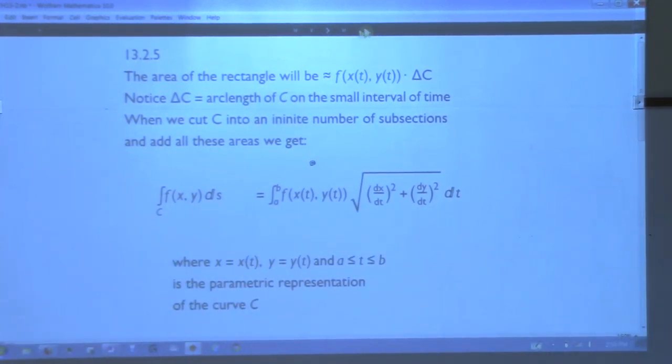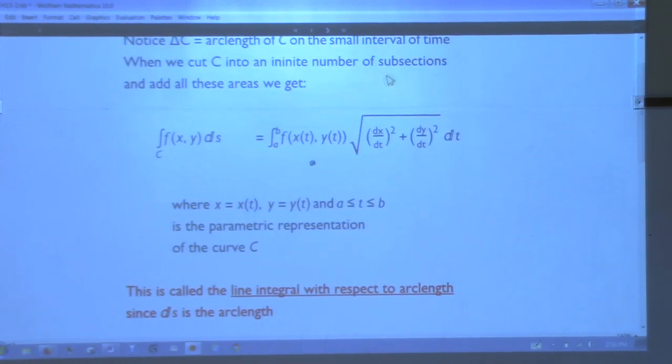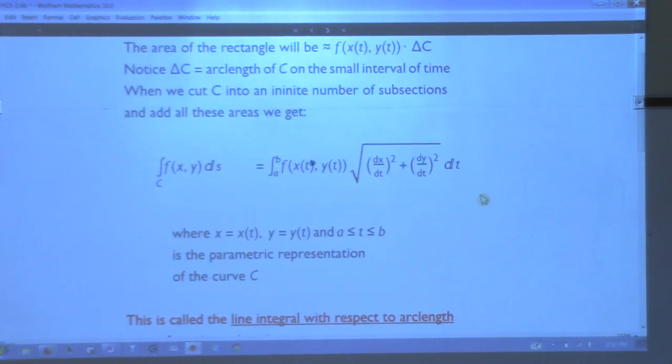I think this is the last version of it. Let's see. Yeah, that is the final version of it right there. So this is it. Right there.